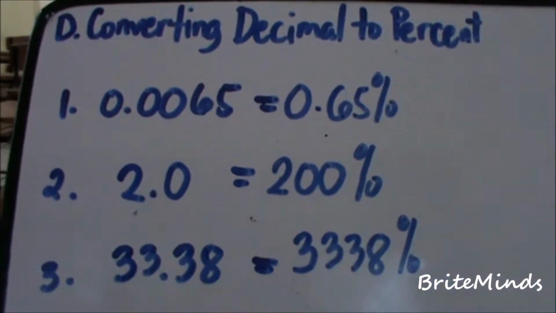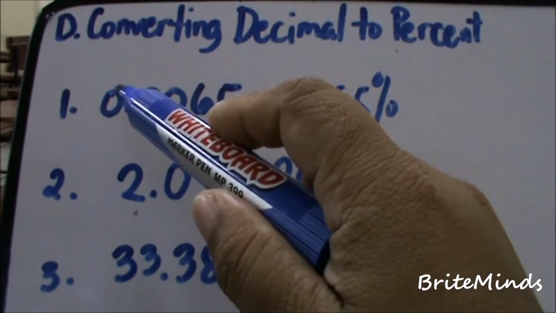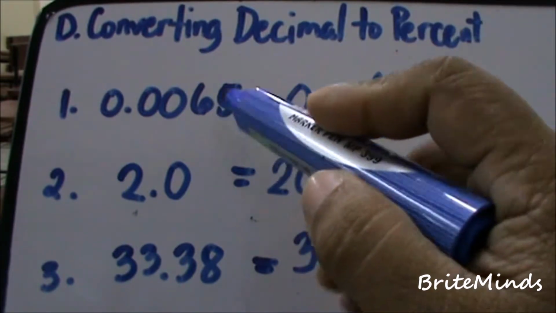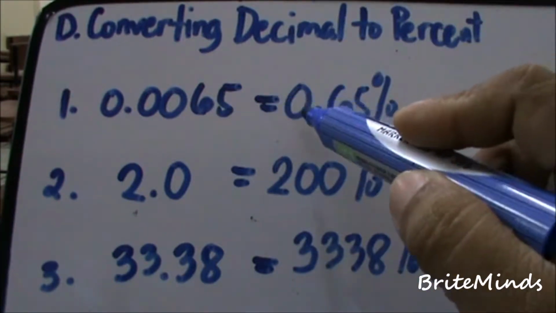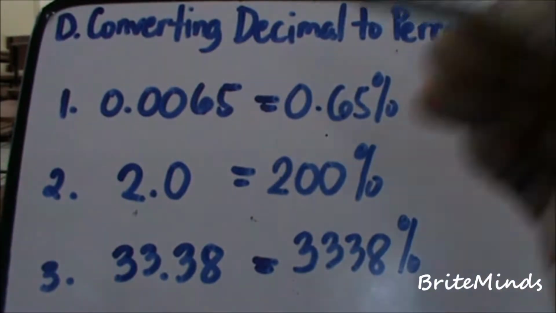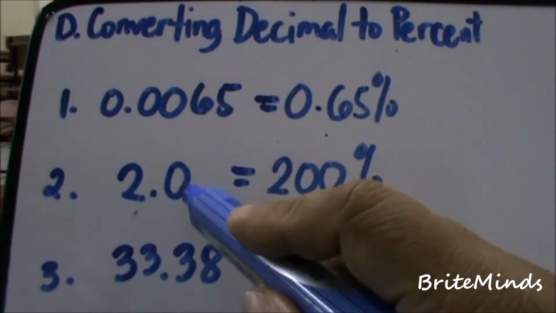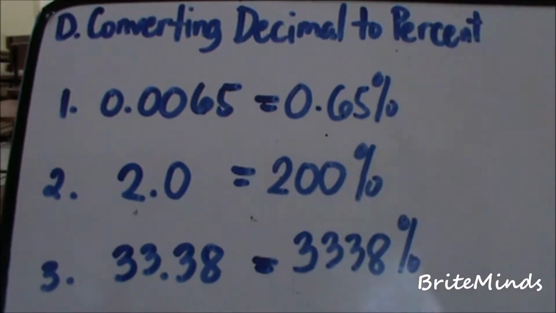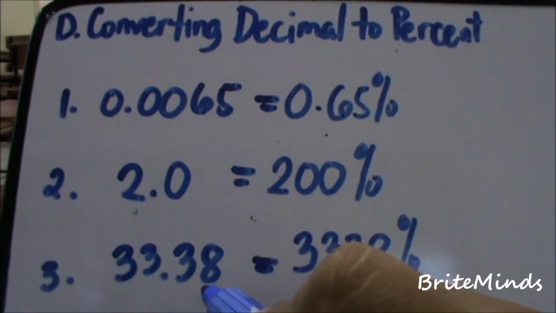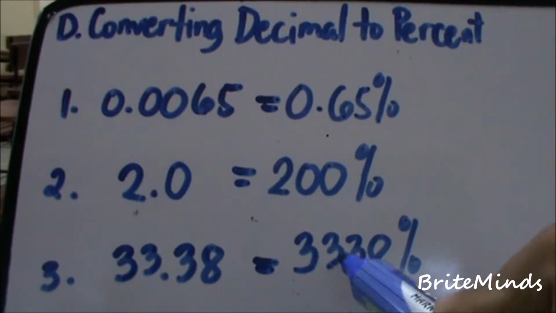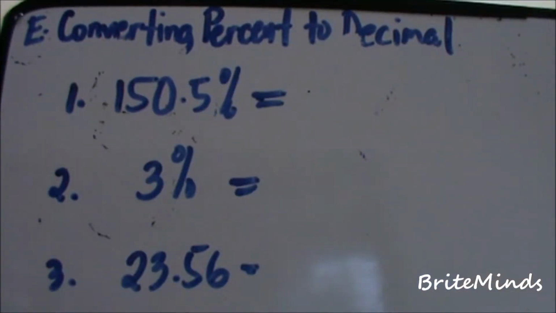So if you're going to multiply 0.0065 by 100, okay, so the results will be 0.65%. Okay, then 2, okay, multiply by 100%, so it will become 200%. And then the 33.38 multiplied by 100%, so it will become 3,338%. Converting percent to decimal.